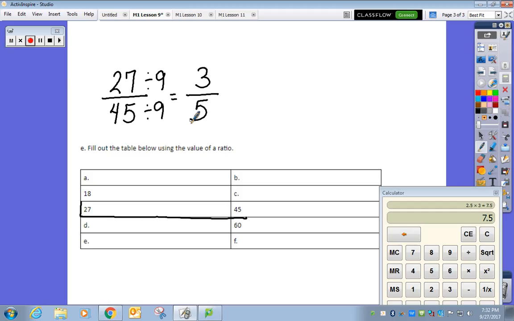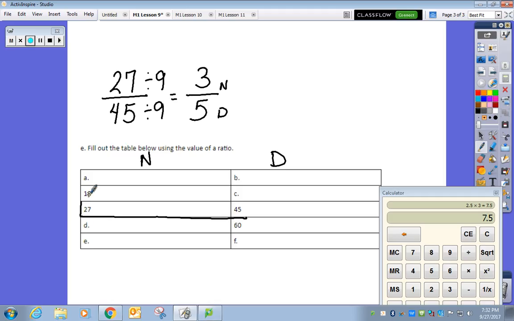So to fill it out, what you may want to do is figure out your numerator and denominator, maybe for a title for each of the columns. That way you can match up. 3 is my numerator, obviously, 5 is my denominator. So I'm going to use that to make equivalent fractions.